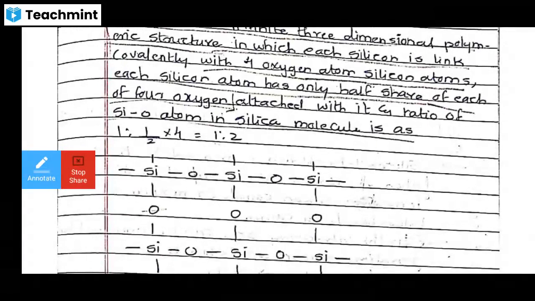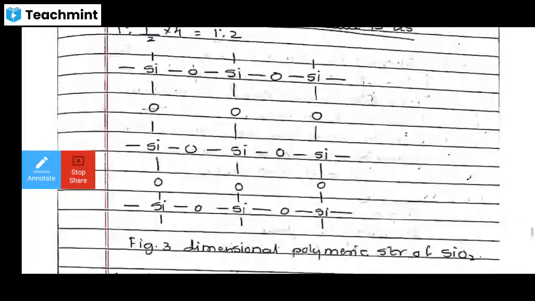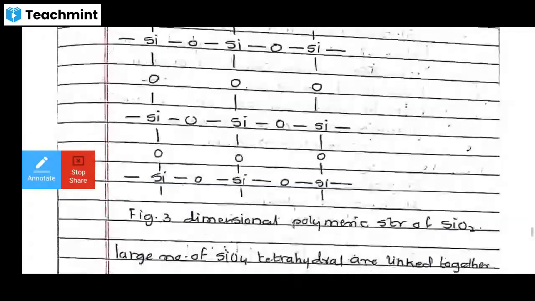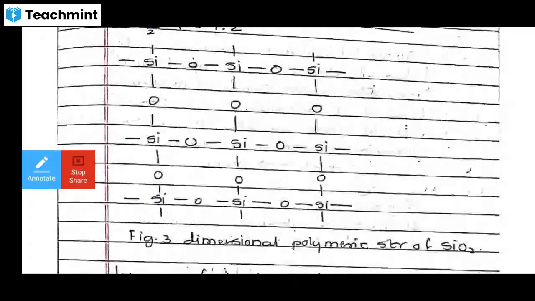The ratio of silicon to oxygen atoms in the molecule follows the same structure given here. In it, silicon is attached to four different oxygen atoms, and oxygen is a bivalent atom. So the oxygen is attached to two different silicon atoms, and silicon is attached to four different oxygen atoms. So this is about the structure of silica. Very simple structure.